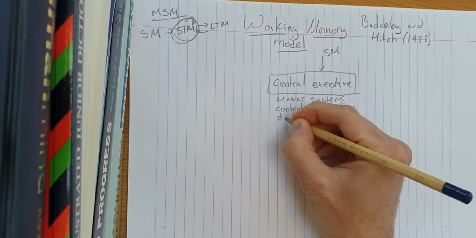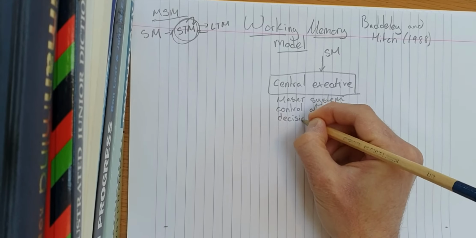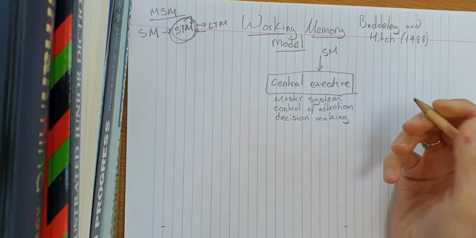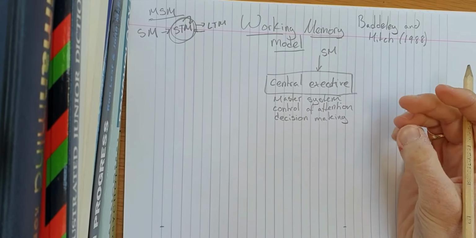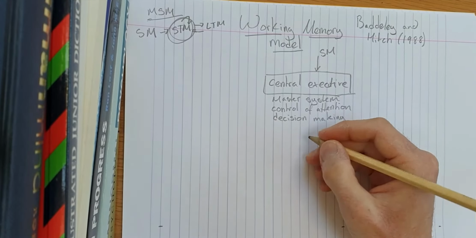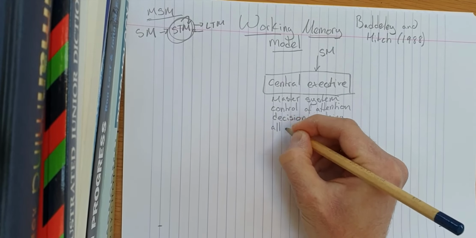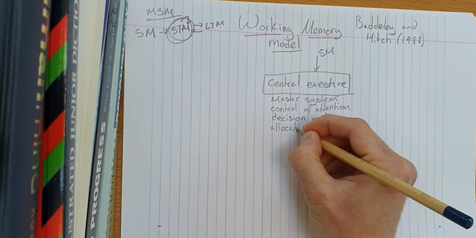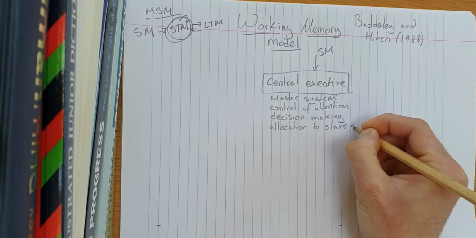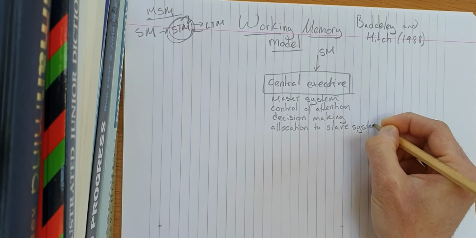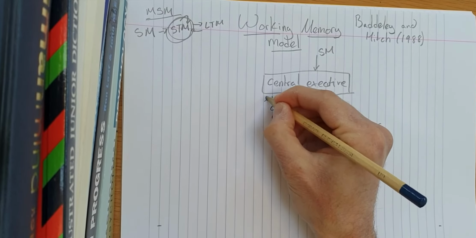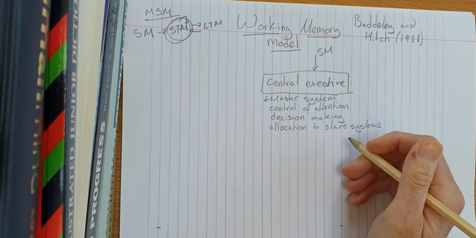It is also involved in decision making. So deciding on how we're going to use information, looking at information coming in, deciding what we're going to do with that information. And it allocates information to the slave systems. We'll look at the three slave systems in just a moment. The difference, remember, is that the central executive is the master system, not a slave system.